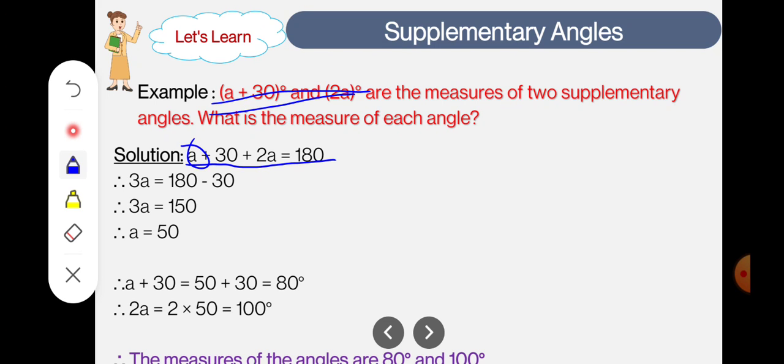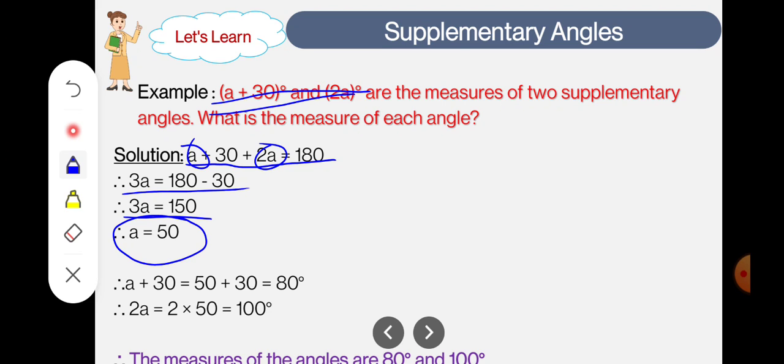So a plus 2a is 3a. 3a plus 30 is equal to 180 degree. Then 3a is equal to 180 minus 30. 3a is equal to 150, and a is equal to 150 upon 3, and so we have got the value of a as 50 degree.